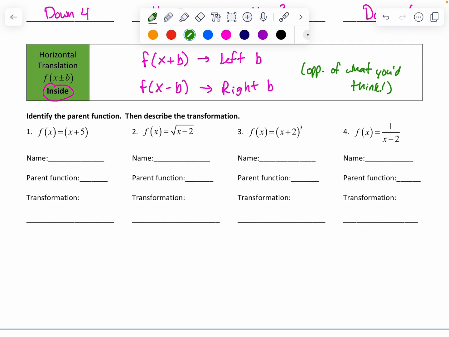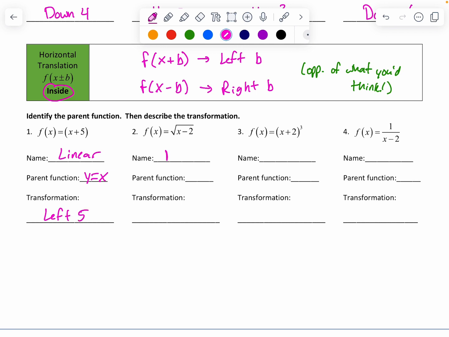So looking at 1, I see just an x with no exponents, so that's telling me it is linear. The parent function is y equals x. And because they put parentheses, they're trying to show you that it's inside the function, so it would go to the left 5.